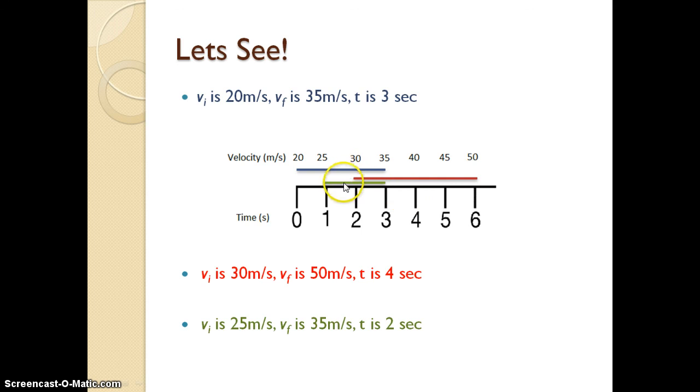So look at the green one right here. From 25 to 35 in 2 seconds. VI is 25, VF is 35. So in summary for this little section, I wanted you to understand that just because it starts off at 20 at the beginning of some time, VI is not the same as that starting number. It depends on the segment you're looking at of its motion.